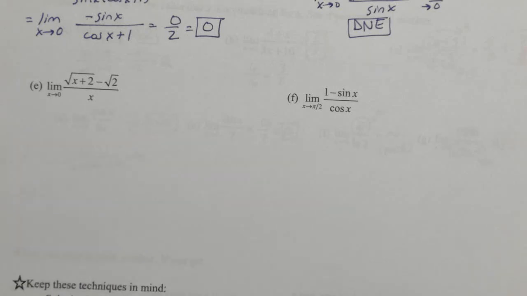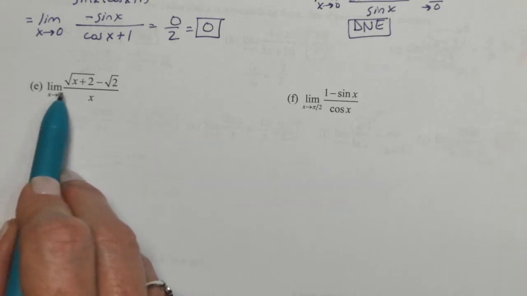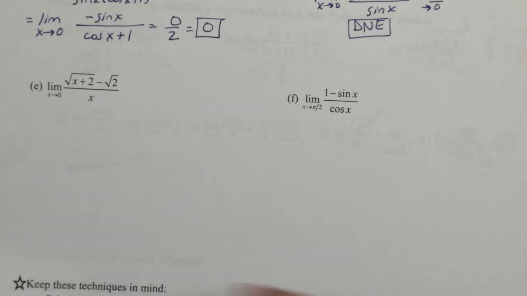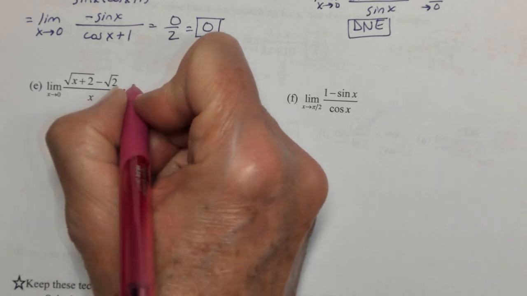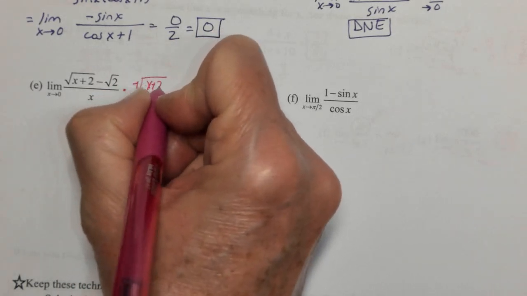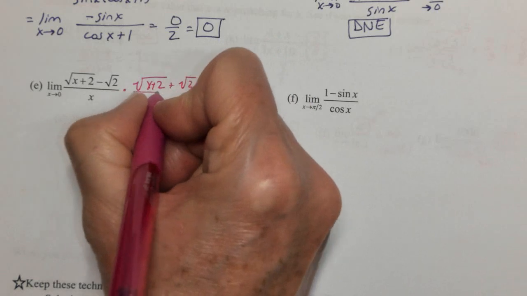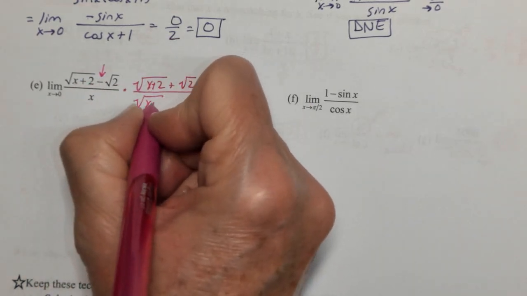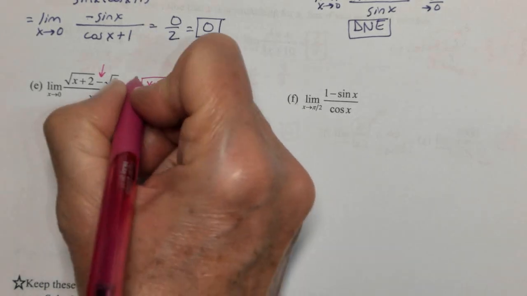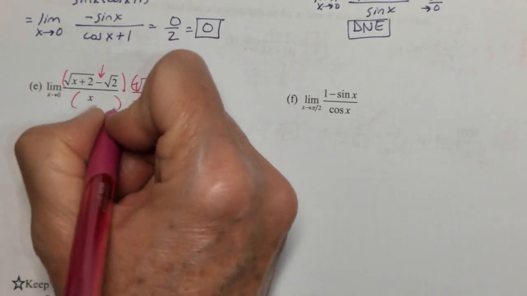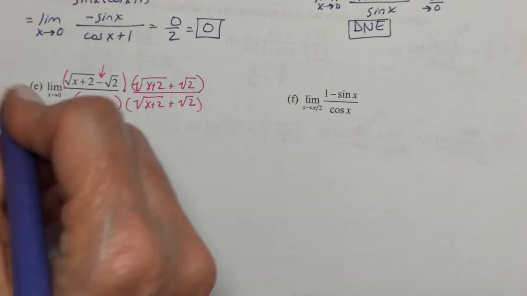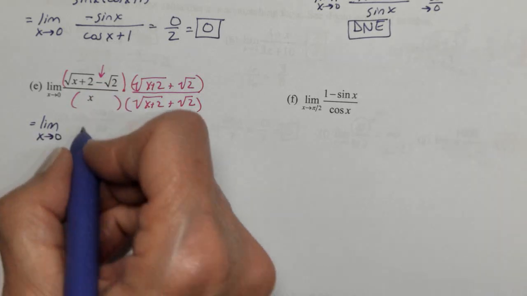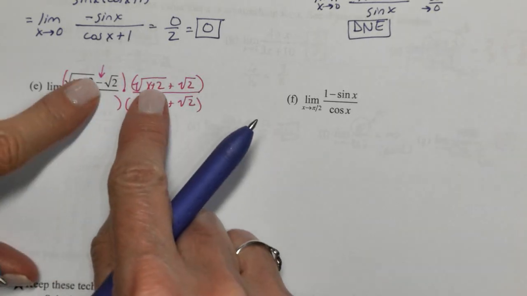Okay, so next up, put 0 in for x. Square root of 2 minus square root of 2 over 0. Definitely a hole somewhere going on. I'm going to multiply both sides by a conjugate. The conjugate, you only change that sign. Rewrite our limit. Okay. Where your conjugates are, you multiply.